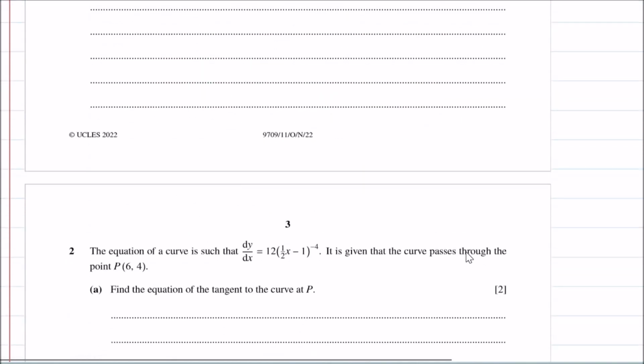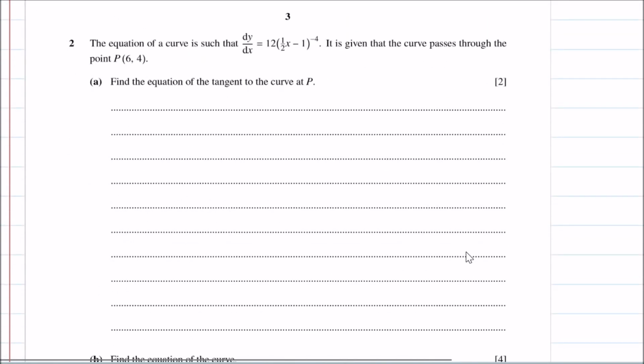Now let's go to the next question. Question number 2. The equation of a curve is such that dy by dx equal to 12 times 1 by 2x minus 1 raised to the power minus 4. It is given that the curve passes through the point P 6, 4. Find the equation of the tangent to the curve at P.